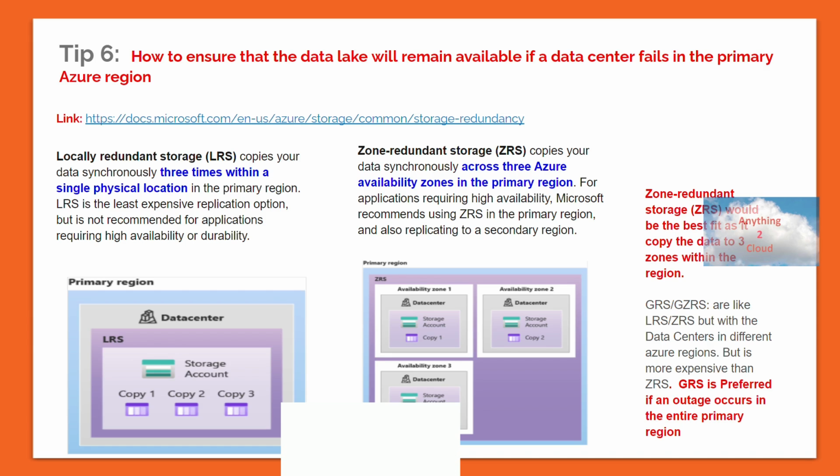Next, compared to LRS and ZRS, we have something called GRS and GZRS, which are like LRS and ZRS but with the data centers in different Azure regions, and are more expensive than ZRS. GRS is preferred if the outage occurs in the entire primary region.